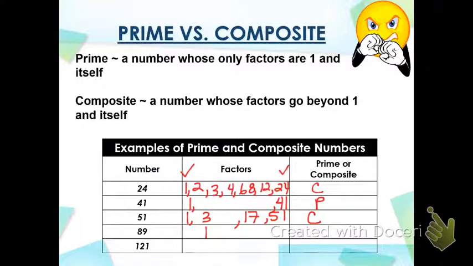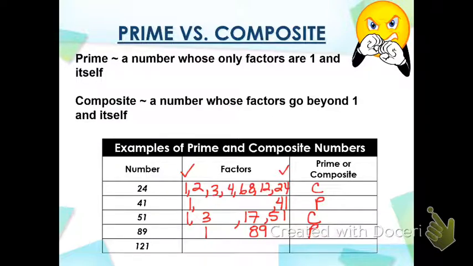For 89, I could do 1 times 89. And then again I'd check 2, 3, 4, 5, and none of these are going to work. They're going to give me decimals every time. I do 89 divided by 2, 89 divided by 3, 89 divided by 4. They're going to keep giving me decimals because 89 is prime.